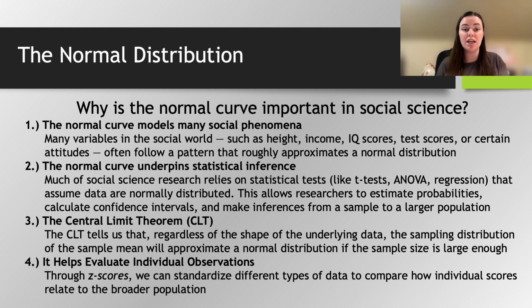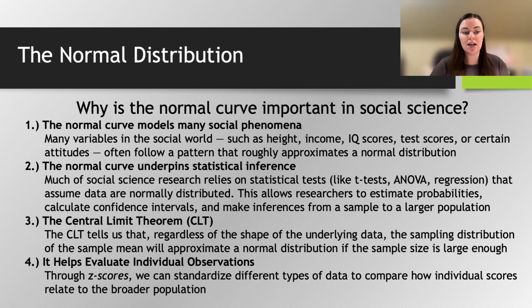And because of that, it already roughly approximates a normal distribution. And so it's not that much of a step for us to move from that actual real world model to our theoretical model of the normal distribution. Secondly, the normal curve underpins statistical inference. And what do I mean by that? A lot of social science research relies on statistical tests, such as t-tests, which is something we'll learn about in later chapters, ANOVA, and regression.